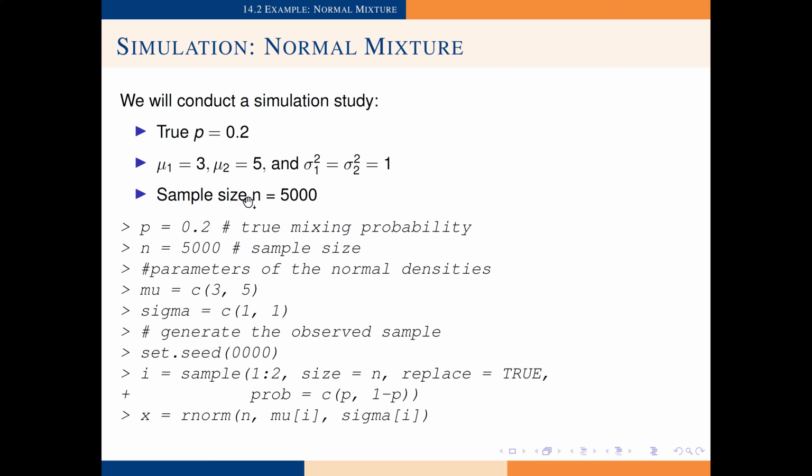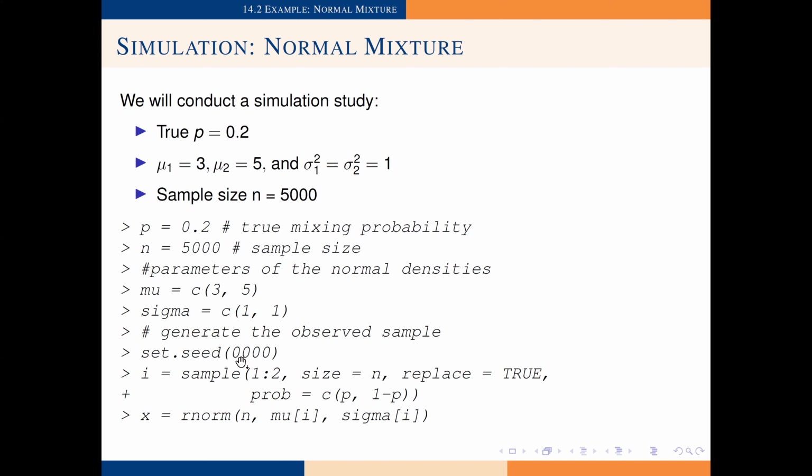And let's use a sample size of 5,000 in this case. The code below essentially performs what we learned in week 2, which is, given some true parameters, how do you generate data, the x's, from the mixture distribution. Again, similar to before, we first generate the group memberships, which we call I over here. It's the sample from 1 to 2 of size n.